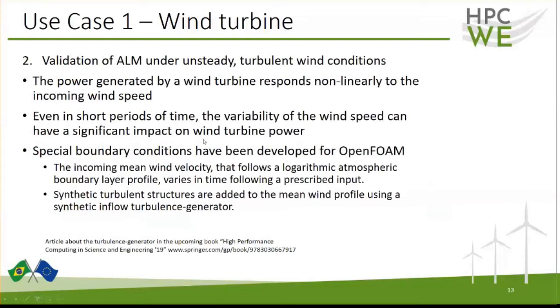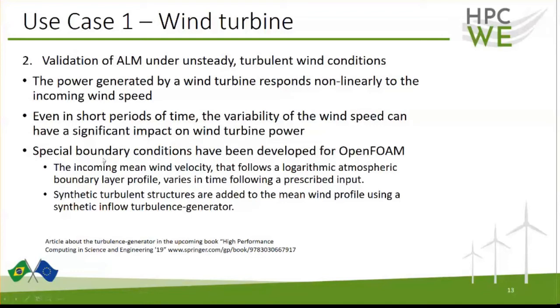Now we move to the second set of results: the validation of the actuator line model under unsteady turbulent wind conditions. Why is it important? We know that the power generated by a wind turbine responds non-linearly to the incoming wind speed, and that even in short periods of time, the variability of the wind speed can have a significant impact on the power.